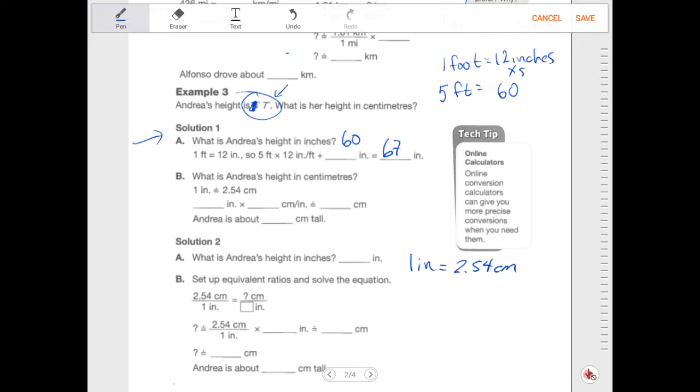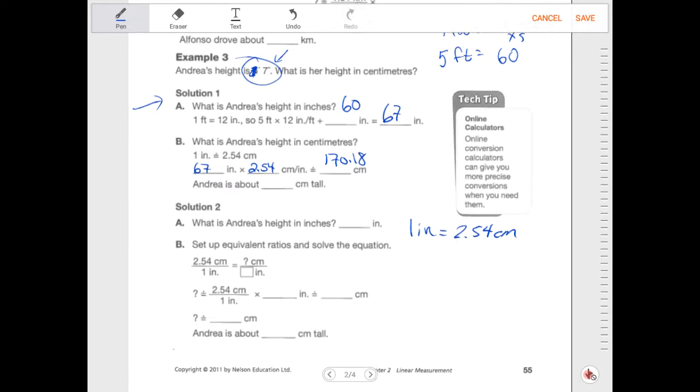Well, how many inches do we have in total? We have 67 inches times how many centimeters are there in every inch? 2.54. All you have to do is multiply those two numbers together and you get 67 times 2.54. That is about 170.18 centimeters. That's your final answer.